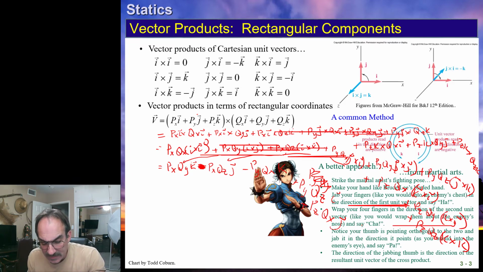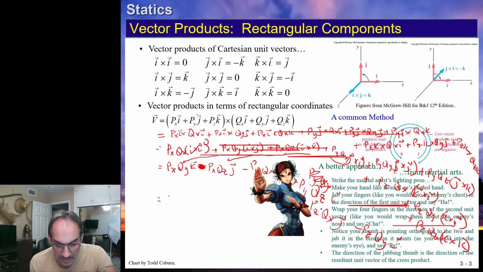And then we've got Pz Qy, and this is K cross J. K cross J is minus I. Okay. We should have 2 of each of these terms. So it looks like we have an I term here, equals Py Qz I, and then let's leave the I off. Let's do it again: Py Qz, and then we've got this other I component, minus Pz Qy.